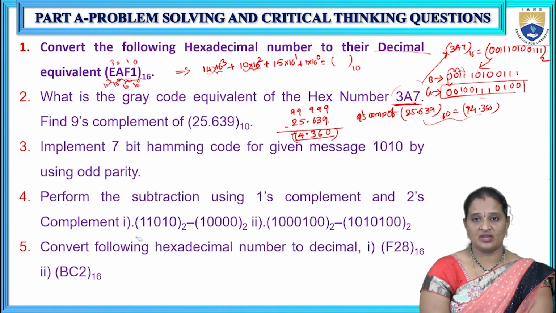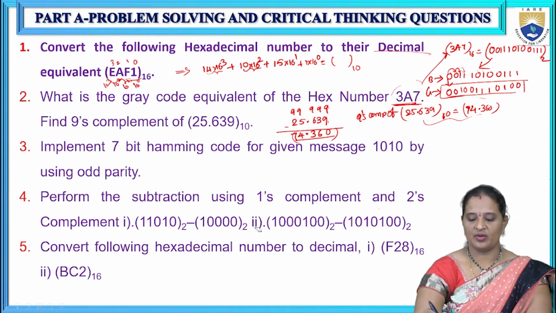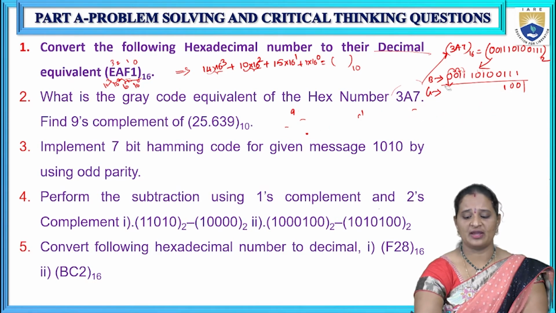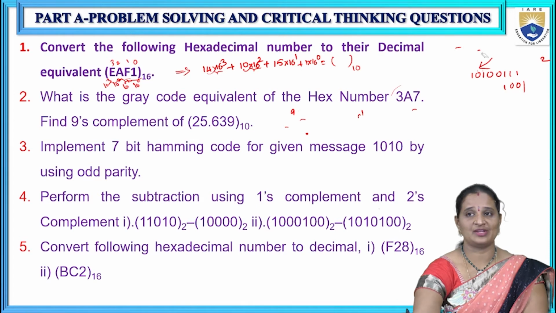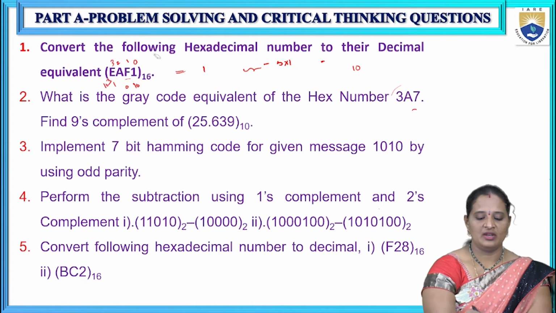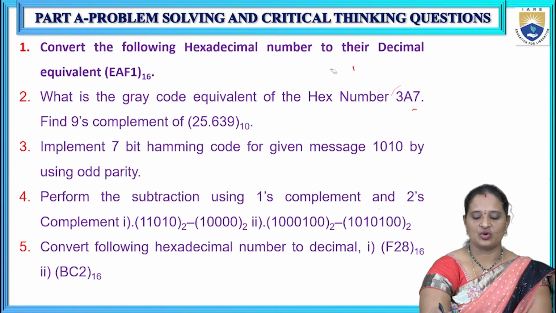So the problems given here: this is one problem. Two problems are given in order to perform the subtraction of two binary numbers using 1's complement and 2's complement. So now let us try to do it for 1's complement and then 2's complement.